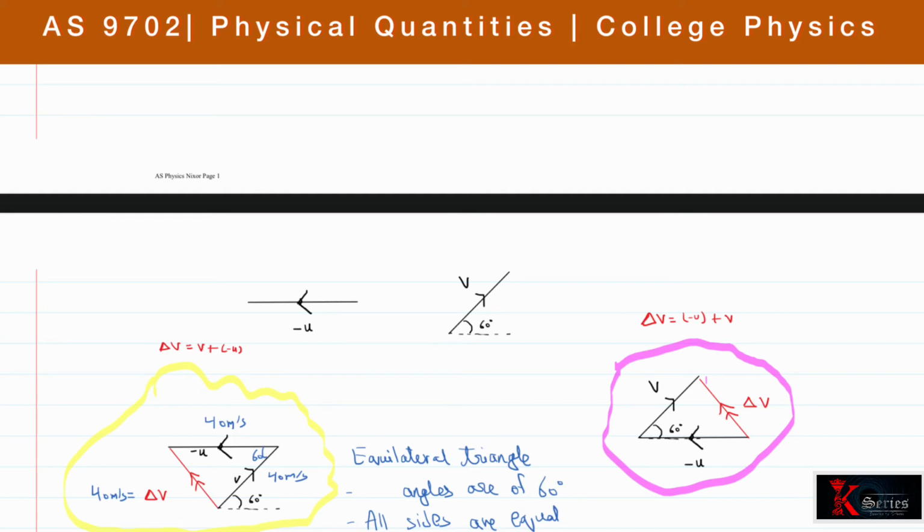How are we going to find the direction? We're going to use the same head to tail method. We're going to make sure that the head of v is pointing towards the tail of minus u, and in that way we're going to draw a resultant vector, and that is going to tell us the change in velocity. Why? Because the resultant is basically v minus u, right? So the resultant vector here is going to tell us the change in velocity. In this way we're going to find the answer.